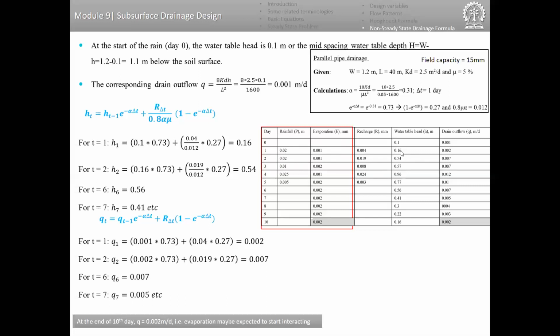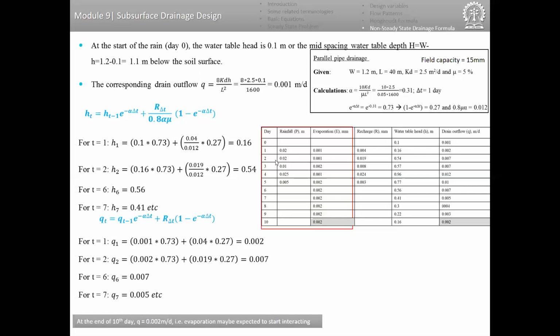Similarly, we can calculate the value of Q1 by putting in all the values here. Qt minus 1 initially we calculated 0.01. E to the power minus alpha delta t, we calculated 0.73. R we have just calculated, 0.004. And 1 minus e to the power minus alpha delta t is 0.27. So Q1 for time t equal to 1 can be calculated as 0.02.